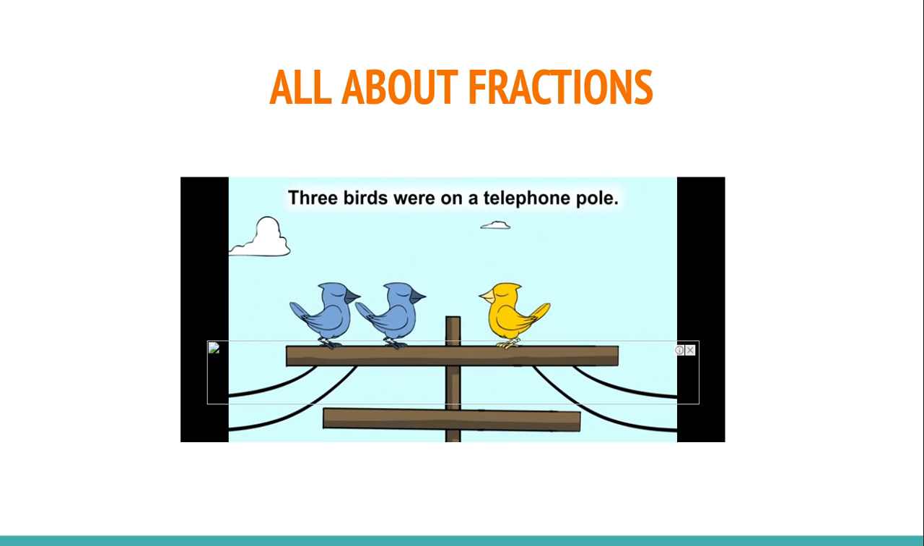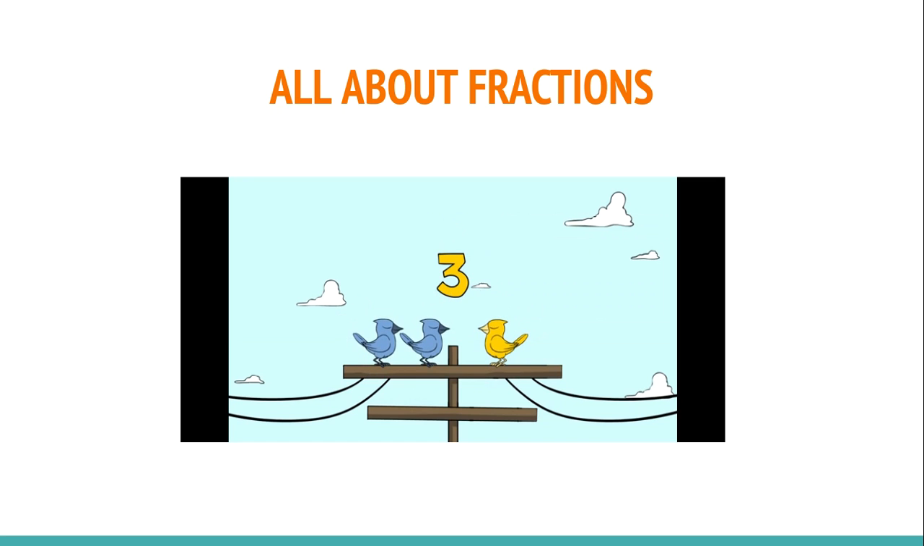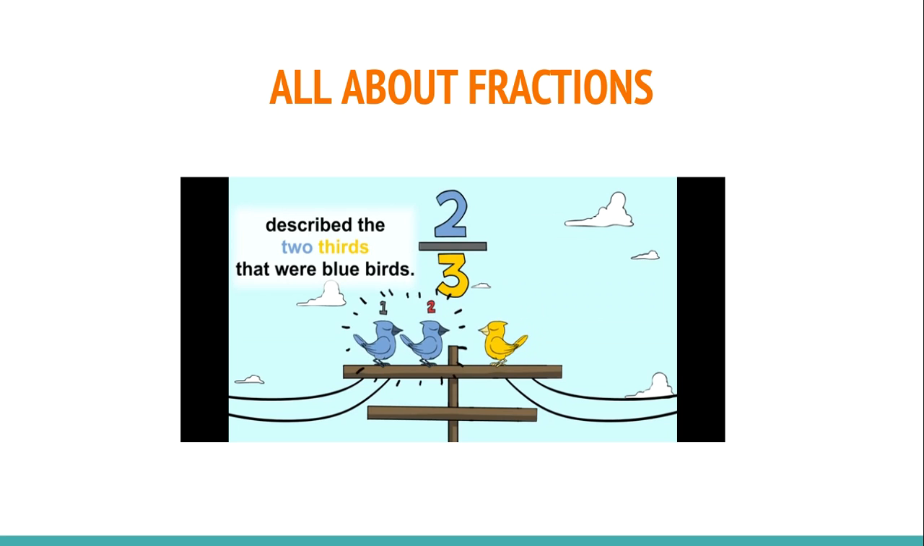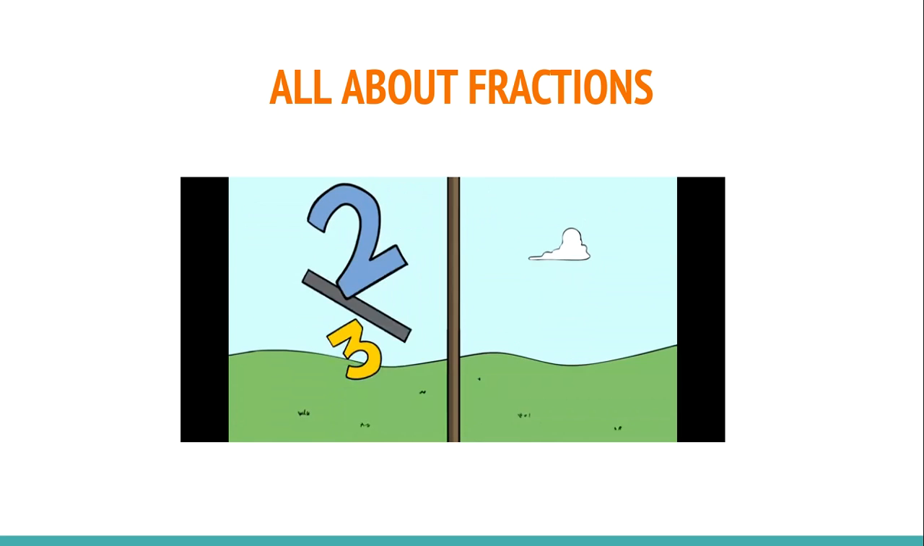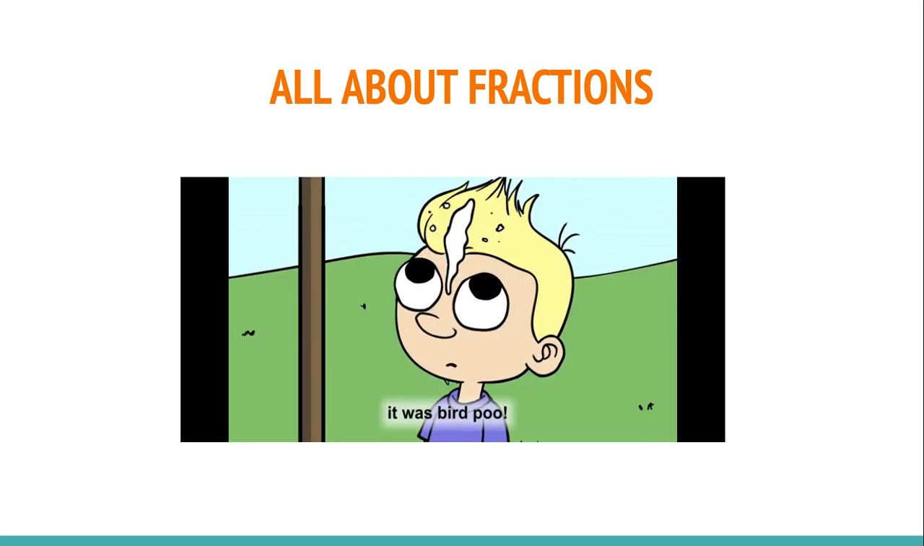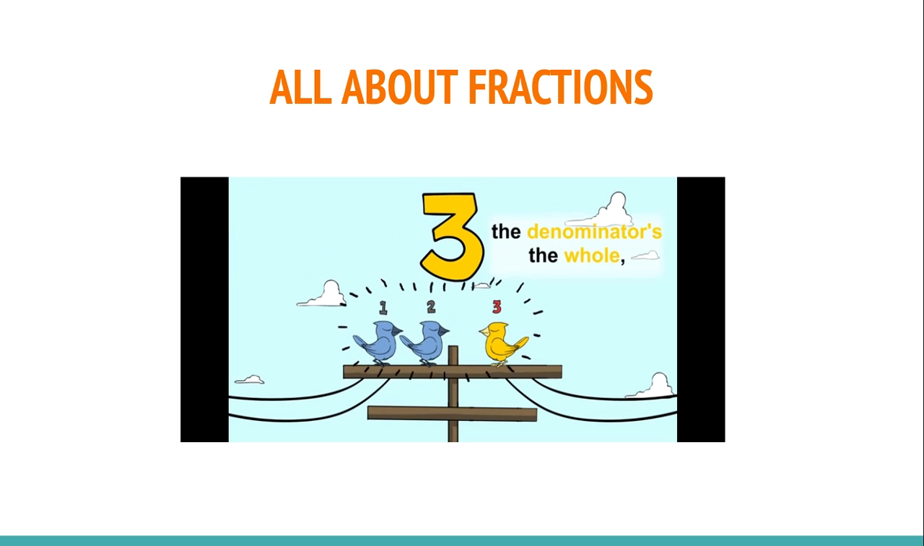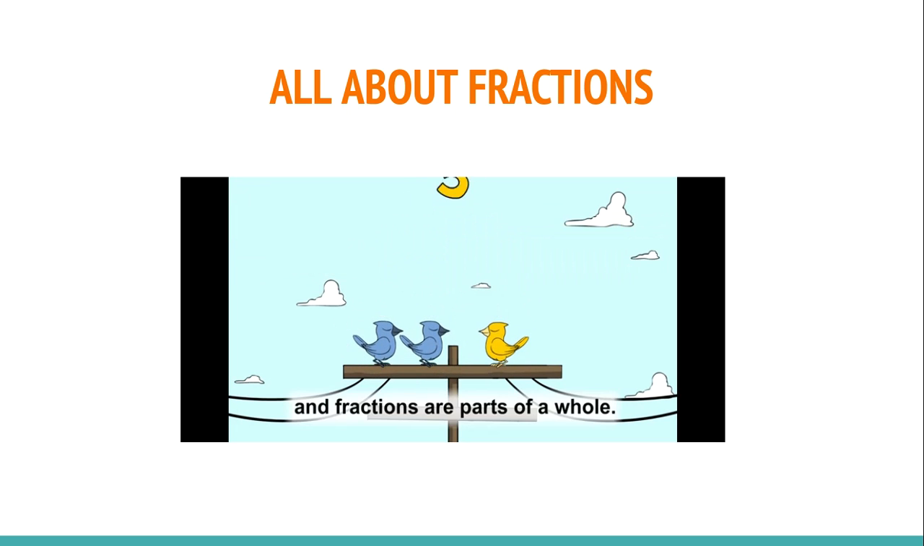3 birds were on a telephone pole. The denominator 3 was the group as a whole. The numerator 2, out of the thirds, described the 2/3 that were bluebirds. Then something fell on my head. It was bird poo. The numerator's the car. The denominator's the whole. And fractions are parts of a whole.